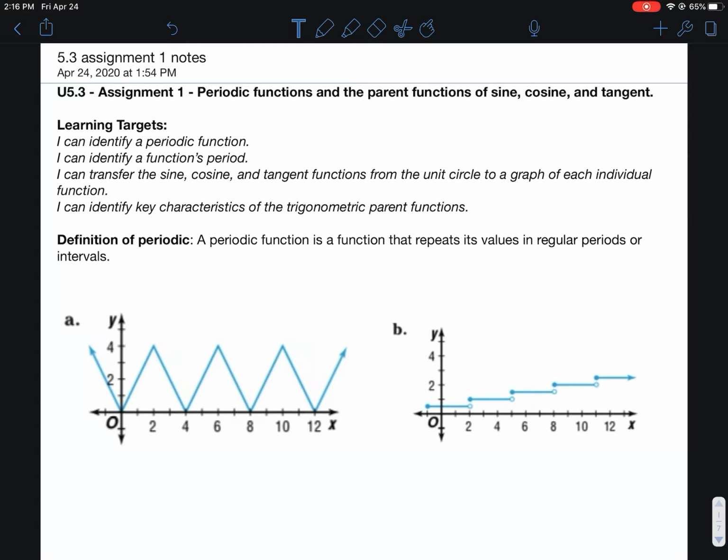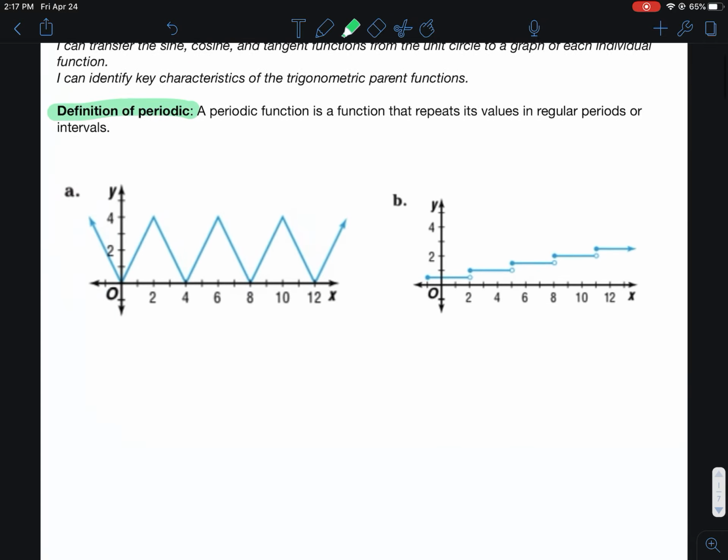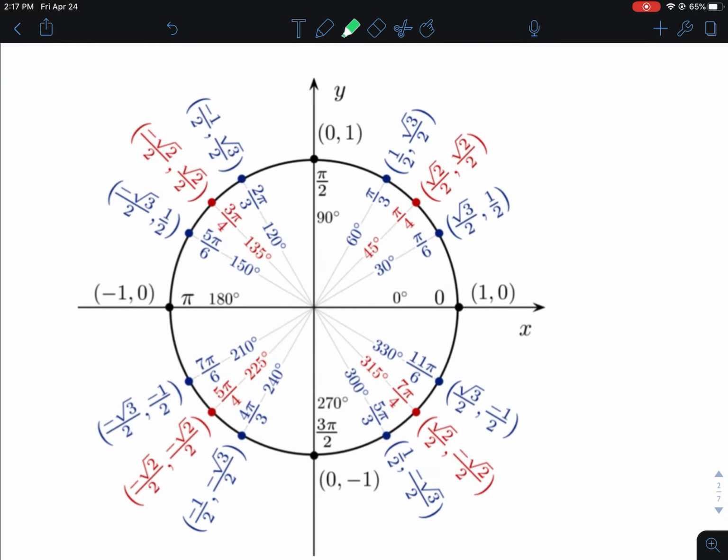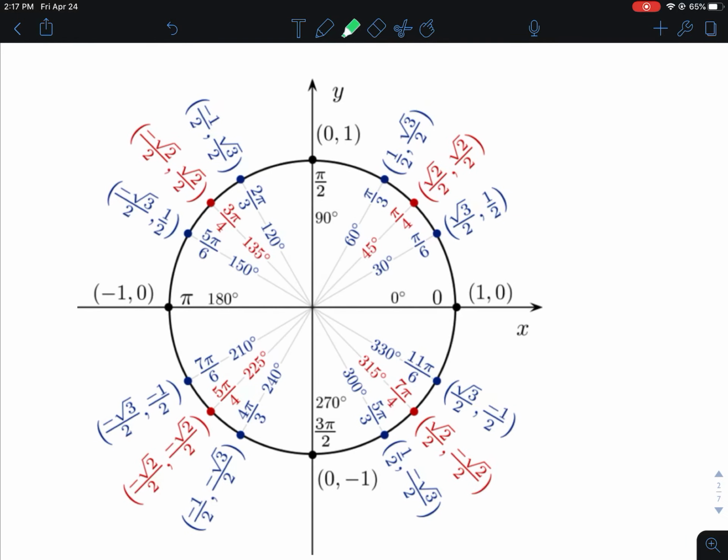All right. So we're going to start by talking about what it means for something to be periodic. Period is nothing more than a cycle. So when we think about a periodic function, it's something that cycles through. Now, a while back, we looked at the unit circle, right? And we know that on the unit circle, we can start at 0 and we can go all the way around the unit circle, right? And that's a full 360 degrees.